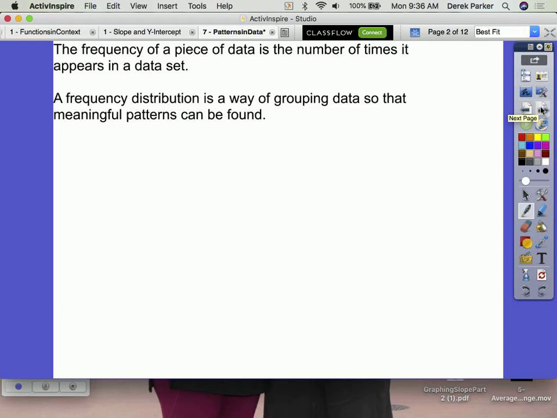The frequency of a piece of data is the number of times it appears in a data set. That should be reviewed. You've been doing that since 6th grade. A frequency distribution is a way of grouping data so that meaningful patterns can be found.